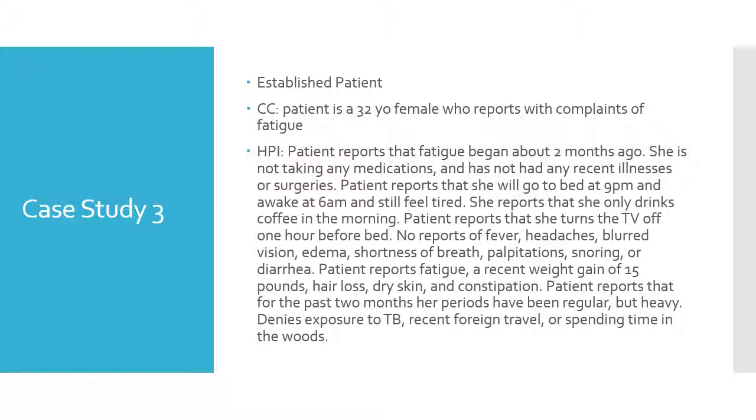No reports of fever, headache, blurred vision, edema, shortness of breath, palpitations, snoring, or diarrhea. Patient reports fatigue, a recent weight gain of 15 pounds, hair loss, dry skin, and constipation. Patient reports that for the past 2 months her periods have been regular but heavy. Denies exposure to TB, recent foreign travel, or spending time in the woods.